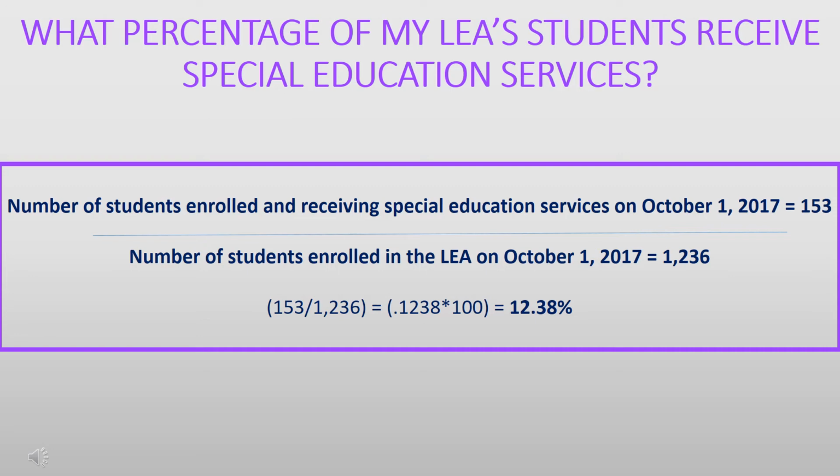The number of students enrolled receiving special education services on October 1, 2017 was 153. The number of students enrolled in the LEA on October 1, 2017 was 1,236. 153 divided by 1,236 equals 0.1238. 0.1238 times 100 equals 12.38%. Therefore, on October 1, 2017, 12.38% of students in DeWitt School District were receiving special education services.